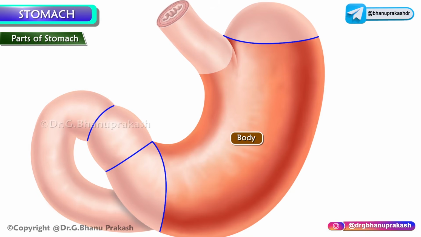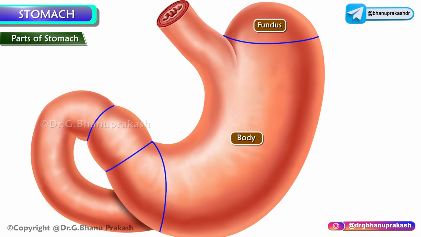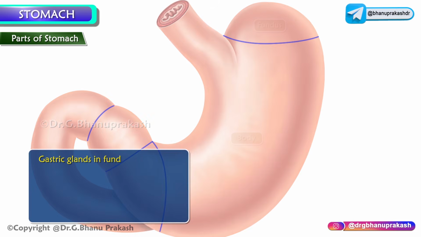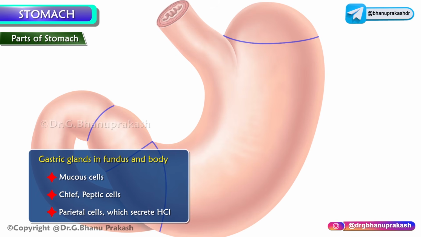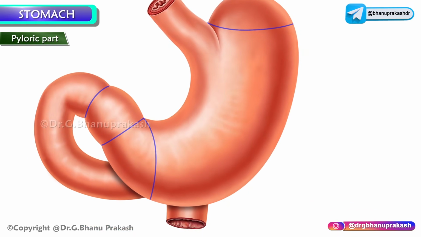It is the major part of the stomach and lies between the fundus and the pyloric antrum. So here the gastric glands are distributed in the fundus as well as the body of the stomach, and mainly contain all the 3 types of secretory cells. They are mucous cells, chief cells, peptic cells which secrete the digestive enzymes, and the parietal cells which mainly secrete hydrochloric acid. And next one is the pyloric part.